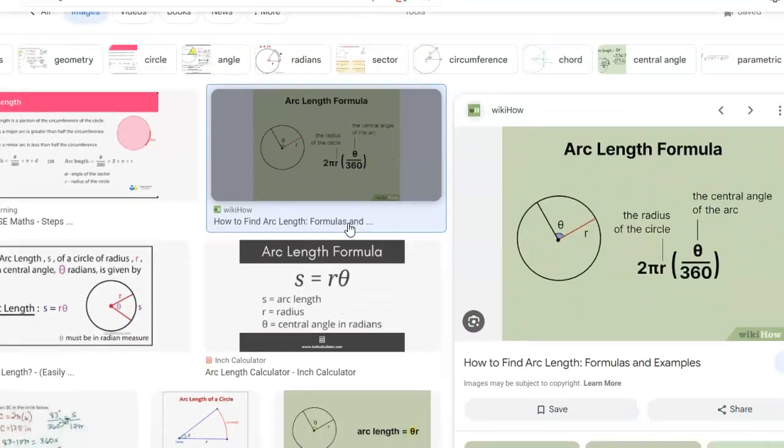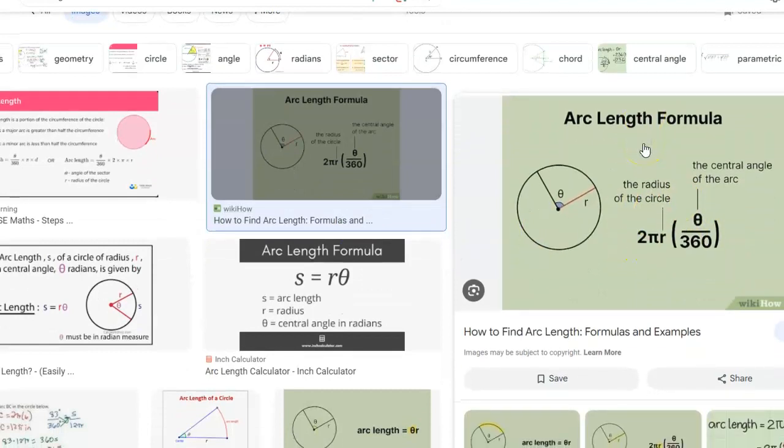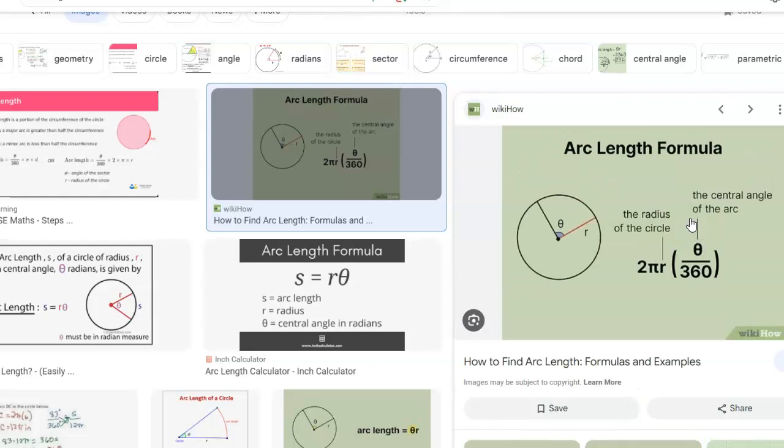And then some other things I want you to write in your notes: arc length formula for degrees. In the homework, there's some questions about arc length. So to find the length of the arc when using degrees, the formula is 2 times pi times r times theta over 360, where theta is the measure of the angle, the central angle of the arc in degrees. So that is the arc length formula when using degrees.